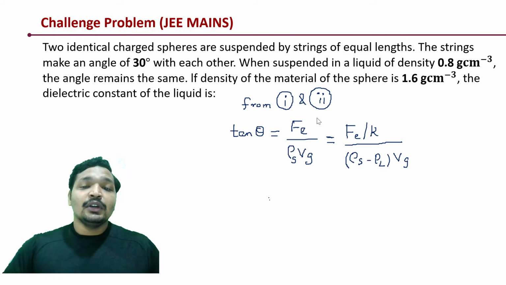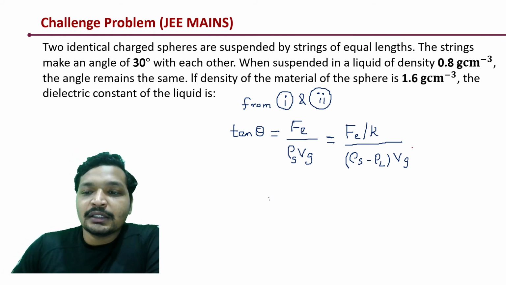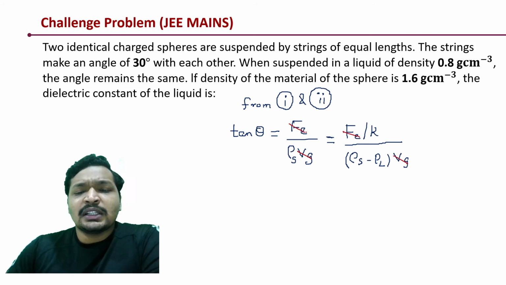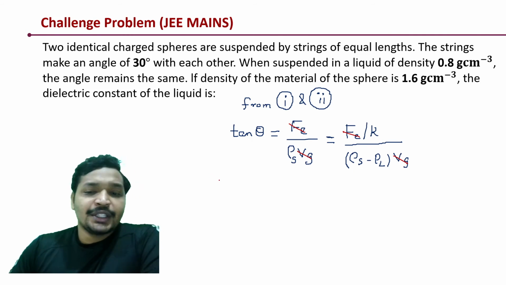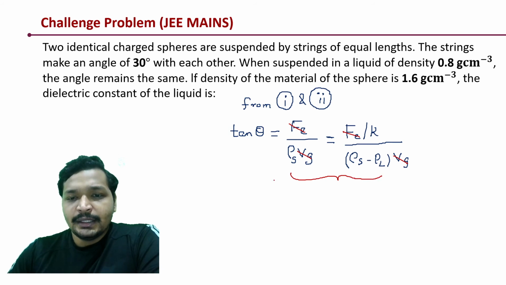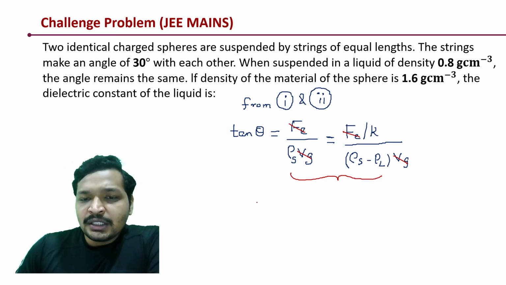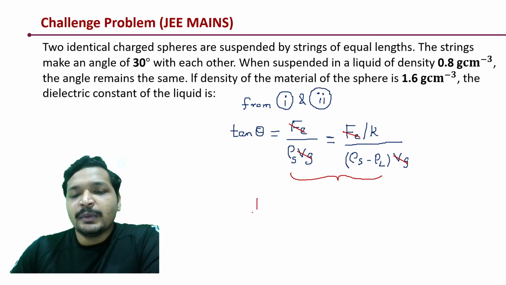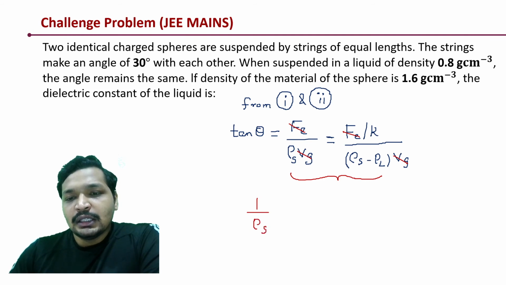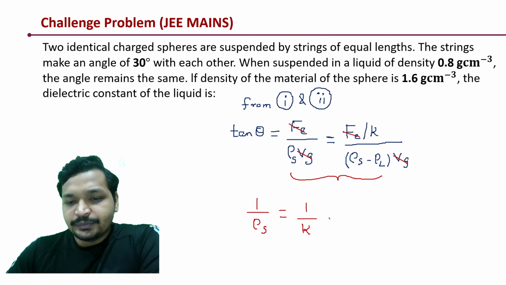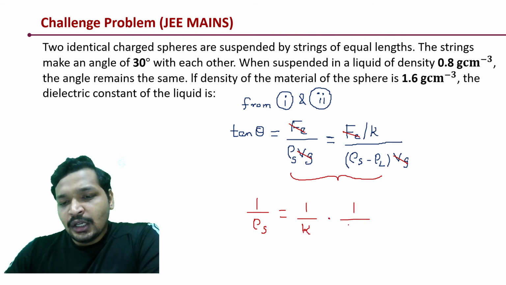So what are we supposed to do? We're supposed to solve this expression to find our final result. These are the standard steps and procedures that need to be followed, but here we will also be understanding the effect of medium. Hence we have this question now. I'm cancelling terms when equating both. If I reduce this equation, we'll get 1 by rho S is equal to 1 by K, where K is the dielectric constant, into 1 by (rho S minus rho L).